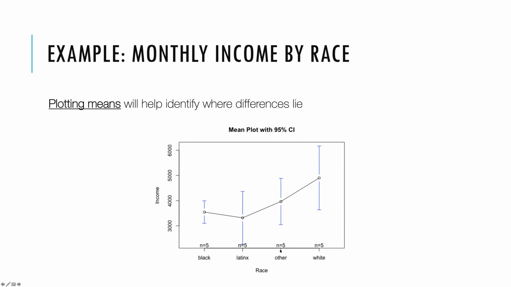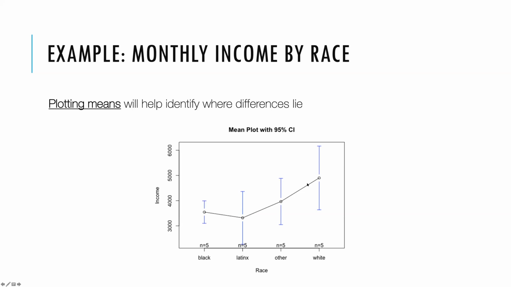So if I were looking at these data, I would say it's probably the case that when comparing Black and Latinx, those are about the same, because the spread of Latinx encompasses the spread of Black. So they're about the same. Similar things can be said for other compared to Black. The means are about the same. They're about 3,500 and about 3,800.